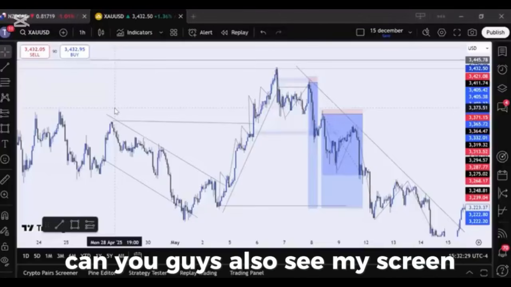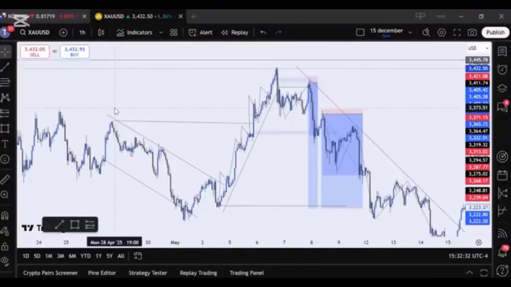Can you guys also see my screen? Can you guys see my screen? Someone says it's not okay. My screen is visible.